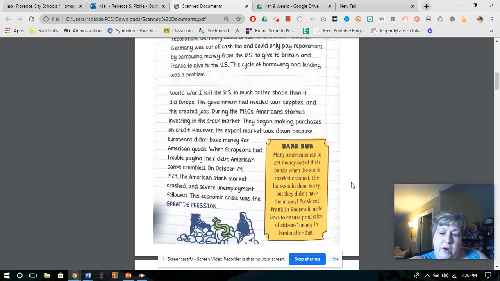Now, right over here on the screen, it says many Americans ran to get money out of their banks when the stock market crashed. The banks told them sorry, but they didn't have the money. President Franklin Roosevelt made laws to ensure protections of citizens' monies in banks after that.